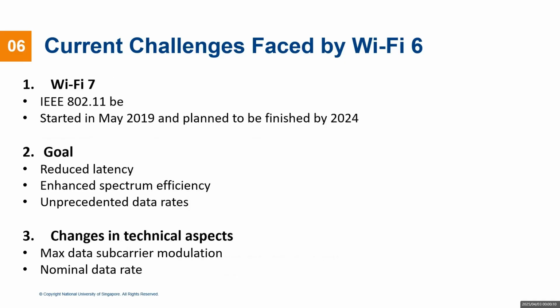Therefore, Wi-Fi 7, the task group started in May 2019, is planned to be finished by 2024. The development of Wi-Fi 7 is targeting reduced latency, enhanced spectrum efficiency, unprecedented data rates, and so on. According to the development history of Wi-Fi technology, some visible changes can be summarized. For example, the max data subcarrier modulation may be changed from 1024 QAM to 4096 QAM. More importantly, the nominal data rate may be expected to reach 40 gigabit per second in the ideal case.